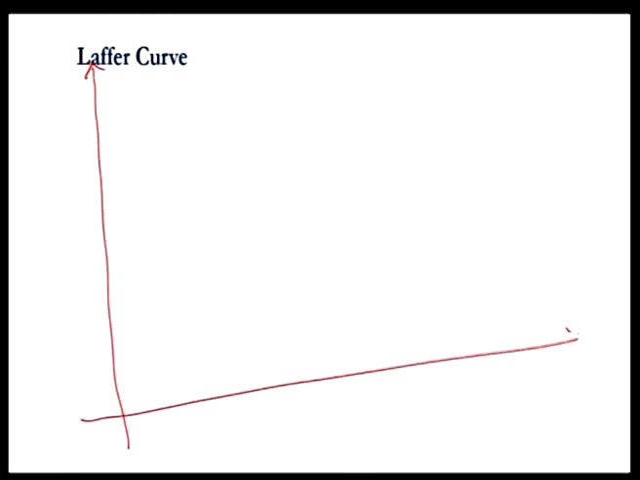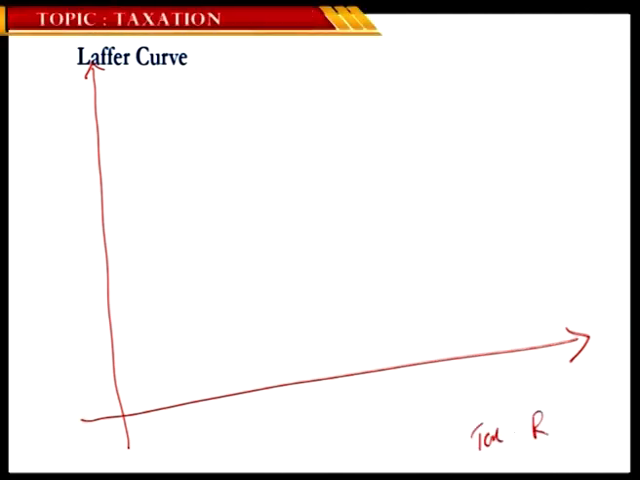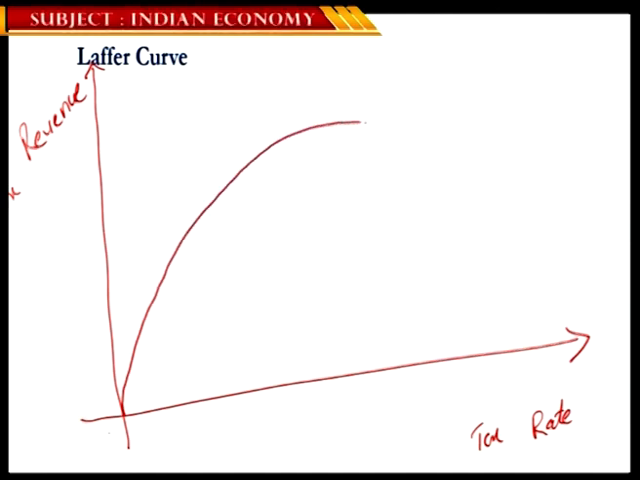Laffer curve. The Laffer curve is a curve that depicts the relation between tax rate and tax revenue. Laffer is the name of an economist who established the relation between tax rate and tax revenue. If on the x-axis I take the tax rate, and on the y-axis I take the tax revenue, what this economist says is that with an increase in tax rate, the tax revenue increases, and beyond a certain amount, the tax revenue keeps decreasing.